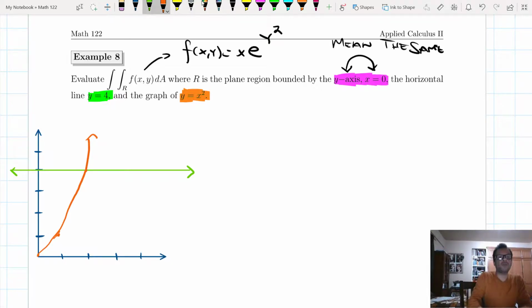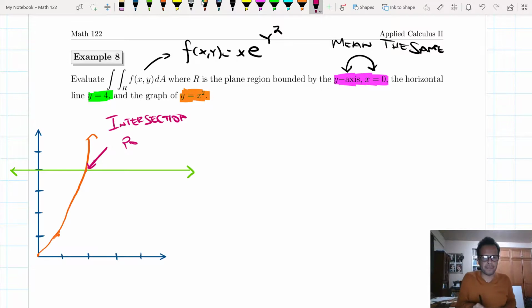And here I'm going to give this away. So on the previous example, I asked you to find the intersection points, right? In this case, clearly these two intersect at the point... the intersection point is the ordered pair 2, 4.